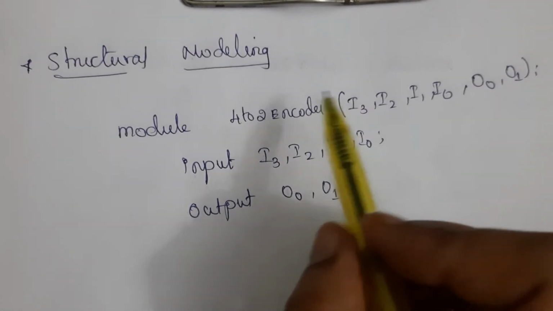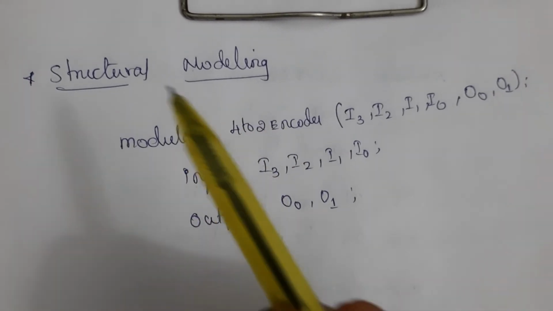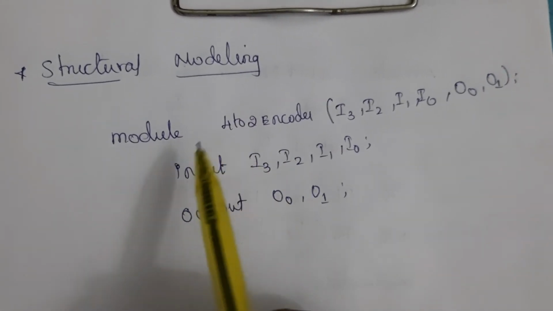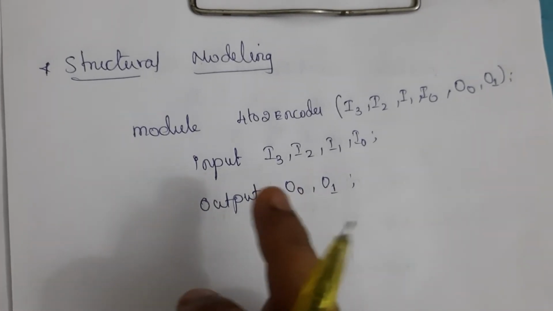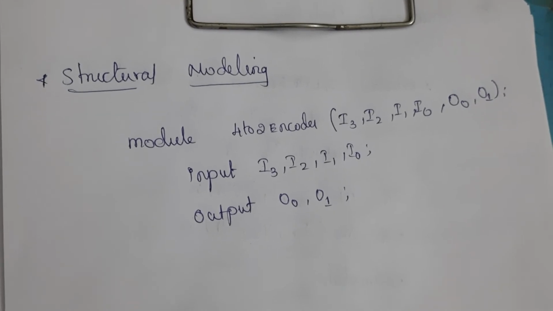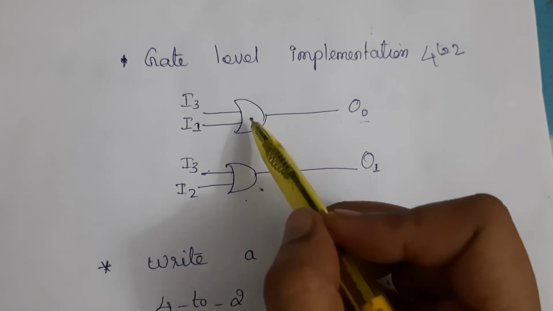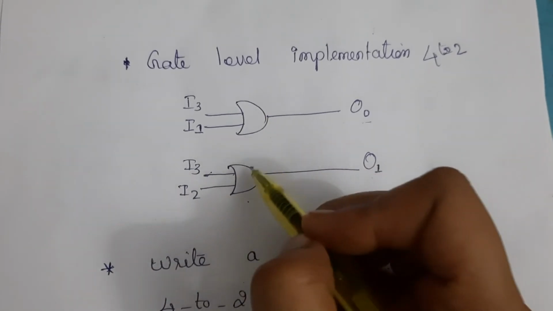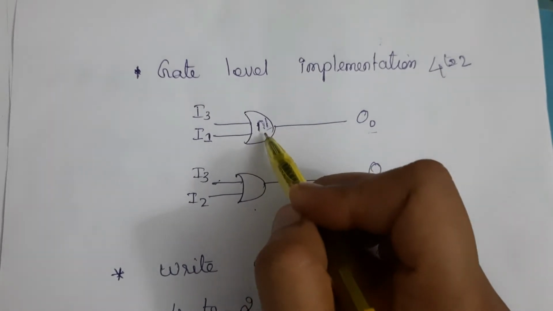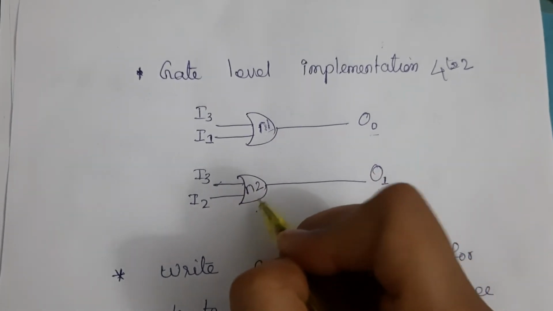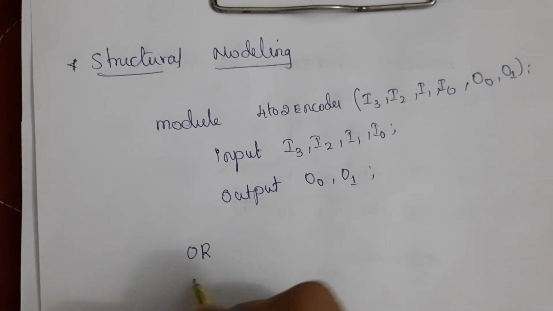So next one is structural modeling, and the module definition and input output port definition are all the same as in the previous two, data flow and behavioral modeling. So now we write the module definition. In structural modeling, we define the function of the circuit using gates. Here the gates involved are OR gates. To differentiate these two OR gates, we give names to them. I give the name N1 for this OR gate and N2 for this OR gate. So now we write the code.